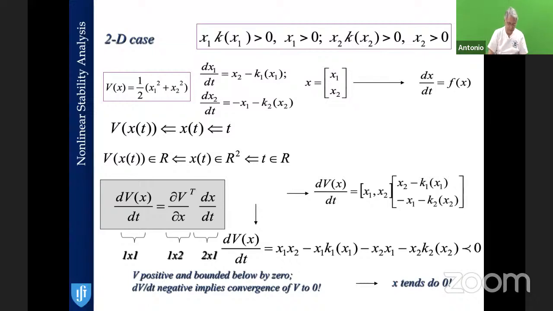So in other words, you could say that the derivative with respect to time of v is the inner product of the gradient times the vector field f(x). Then it becomes clear. It's the inner product. So you have to do this and this.